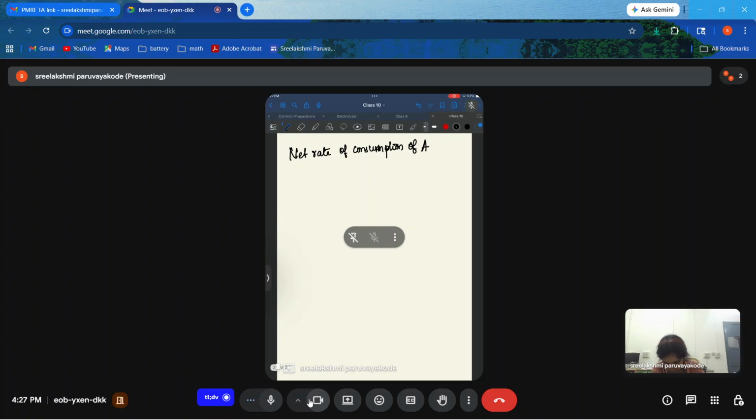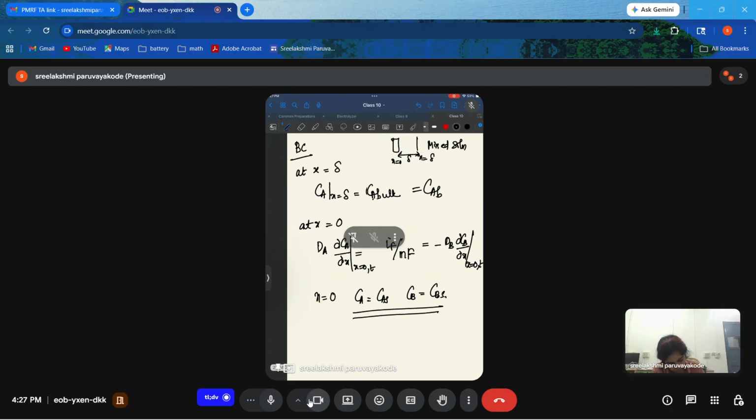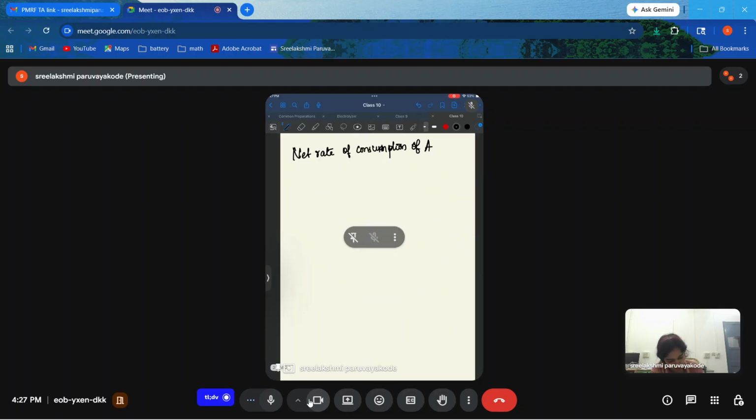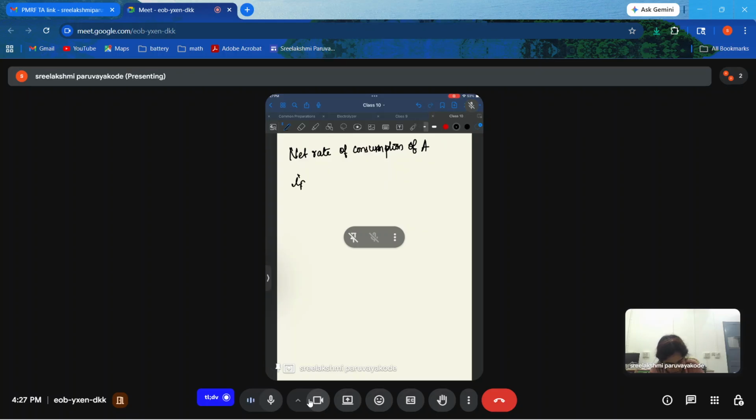What is it? At the surface, you have dA ∂Ca/∂x, which is iF/nF, the rate at which it is consumed. iF is equal to nF into rate. So I can write rate as iF/nF. That's what I said, the rate at which the product is formed or the reactant is consumed.